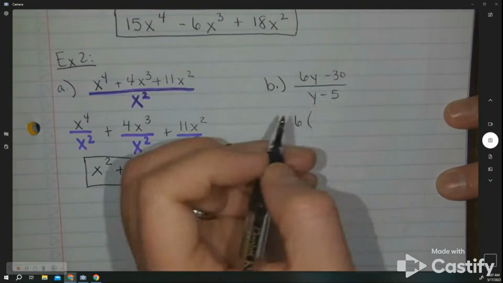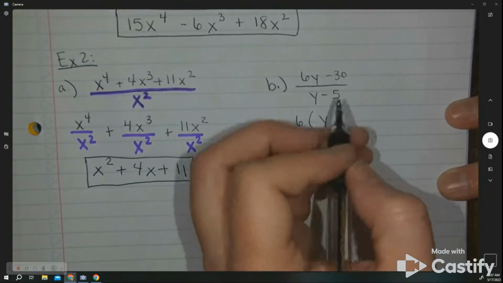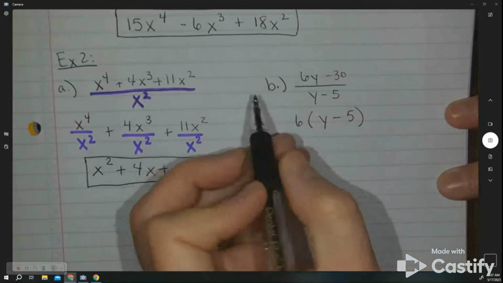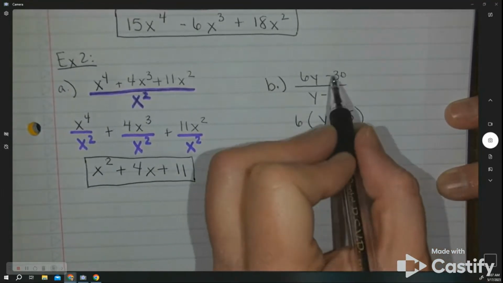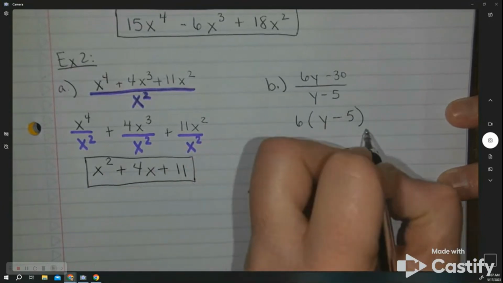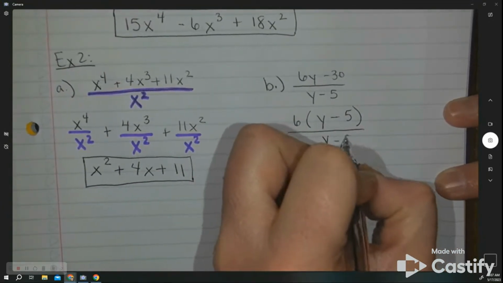So 6y divided by 6 is just y. Negative 30 divided by 6 is just negative 5. So if I redistributed, 6 times y would be 6y, 6 times negative 5 would be negative 30. And then I'm going to divide by y minus 5.